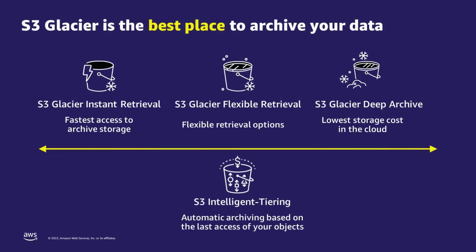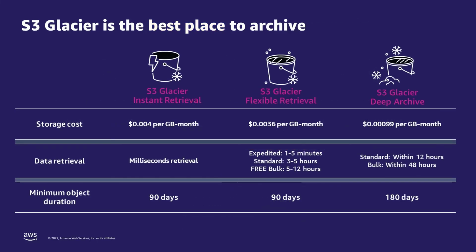And today, we have millions of customers that are using Amazon S3 Glacier storage classes, which are purpose-built for data archiving. The Amazon S3 Glacier storage classes provide you with the highest performance, most retrieval flexibility, and the lowest cost archive storage in the cloud. And to combine the benefits of automatic storage cost optimization with the lowest cost of archiving, customers can use the S3 Intelligent Tiering storage class. Let's talk more about the Amazon S3 Glacier storage classes.